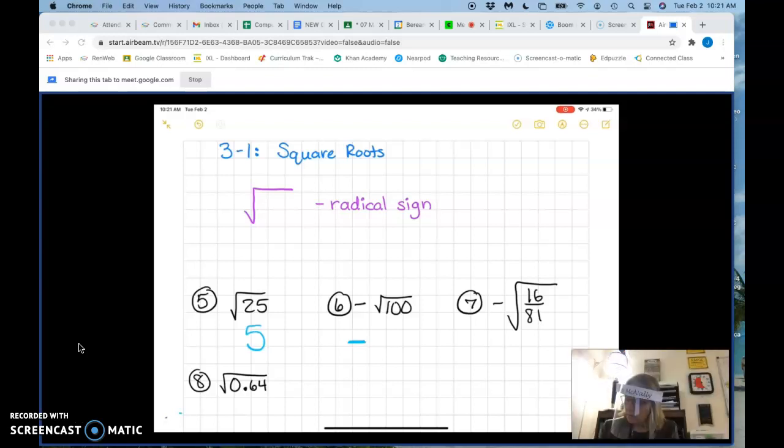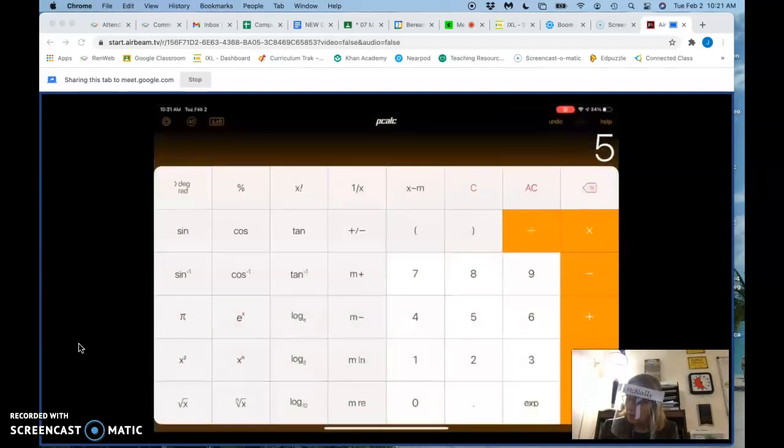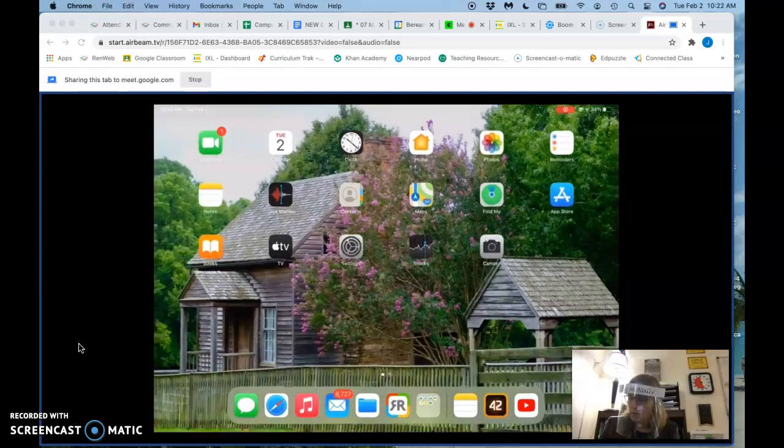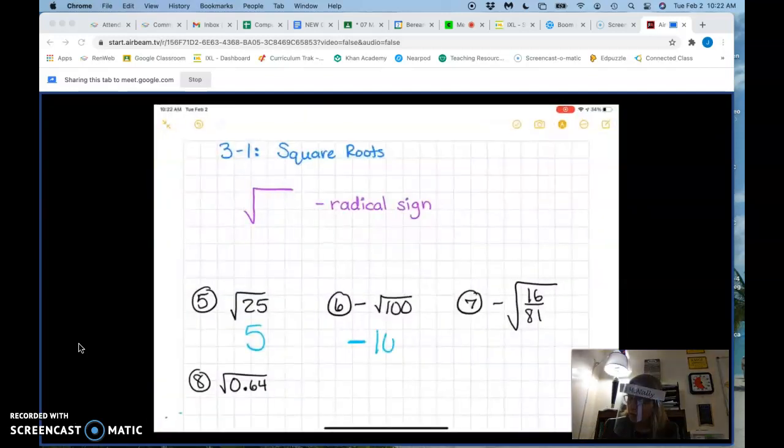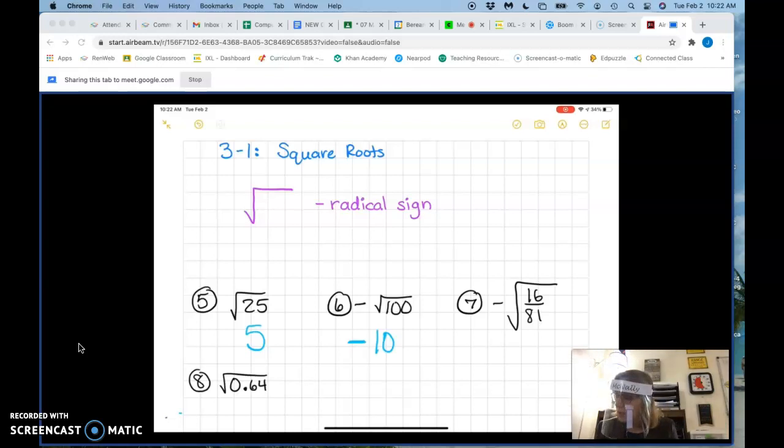And then we can do the square root of 100. So type in 100. Square root of 100 is what? 10. Do not put the negative in your calculator. It'll give you an error message. Just write the negative down in your answer. So number 7 also has a negative outside, so my answer is going to be negative for number 7.